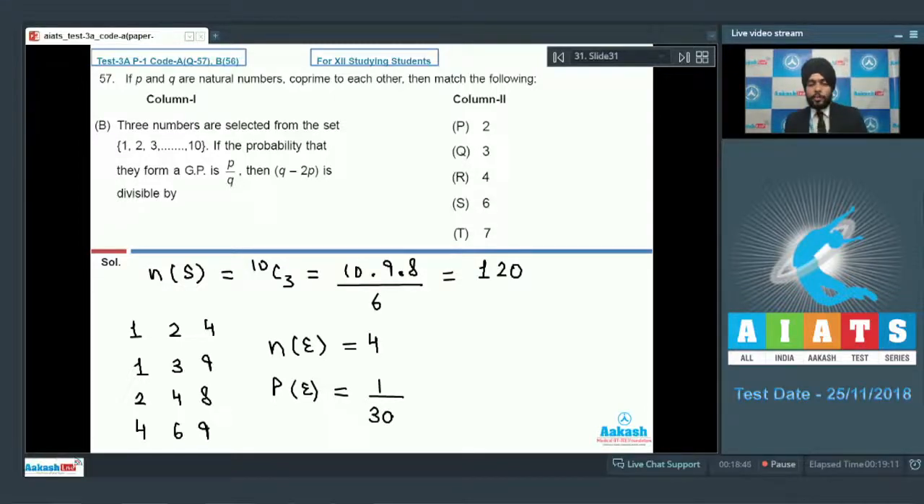Question says Q minus 2P is divisible by. Q is 30, P is 1, Q minus 2P is 28. 28 is divisible by P, R, T. So P, R, T is the correct match for B. Let us move on to C part.